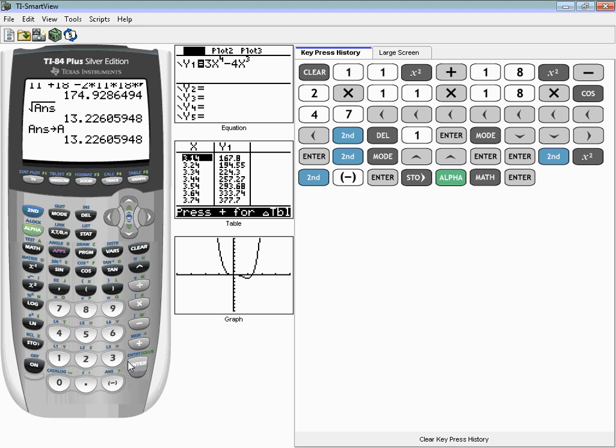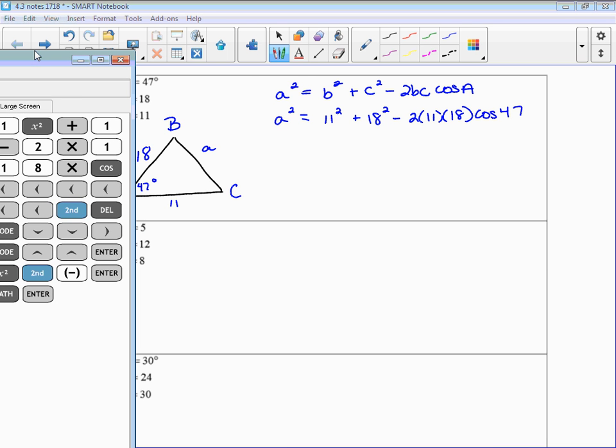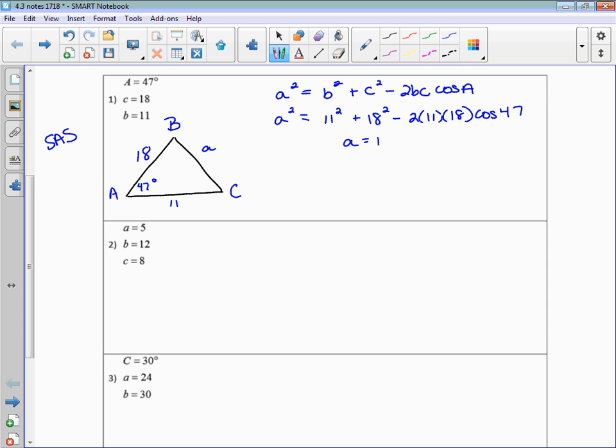All right, so we're okay with that, right? All right, let me go back to the other one. So we have little a, 15.226. Okay. You now have to find either angle B or angle C.